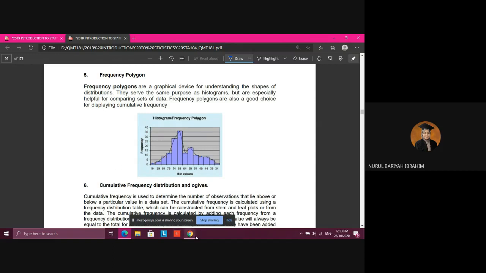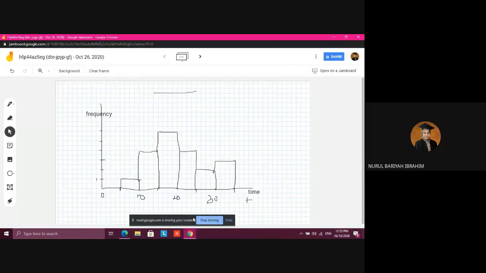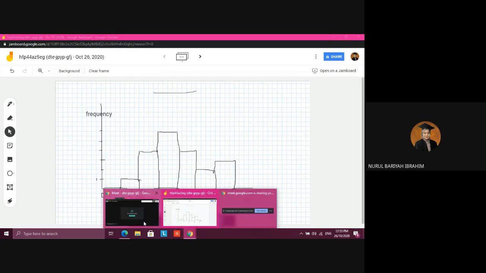Okay, let's see tadi kan dia punya histogram tadi. Daripada histogram tadi, like I said, kita boleh tengok dia punya shape. So this shape, it looks like it's quite normal kan. No skip happen in this histogram. Okay, that's all for today's session.